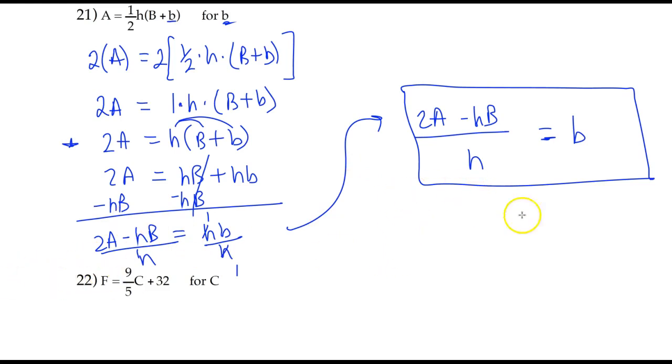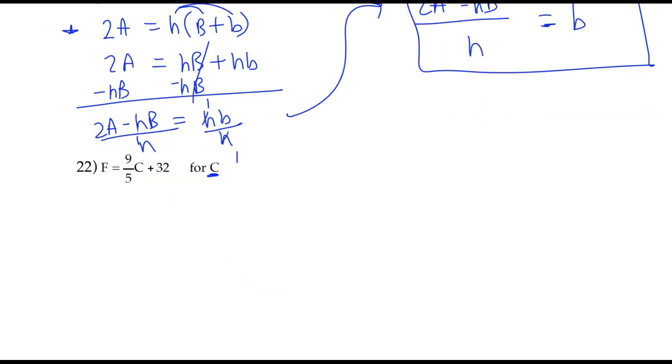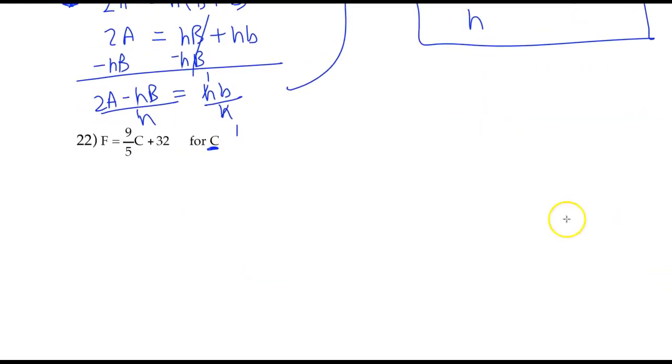All right, so for number 22, this is the equation that we use to translate temperatures in Celsius to Fahrenheit. And what we want to do is rearrange this equation to solve for C, which actually means Celsius in this case. So for here, we want to get C by itself.